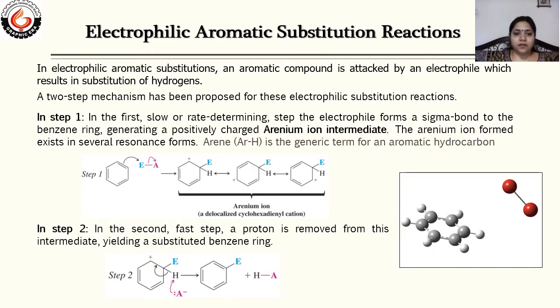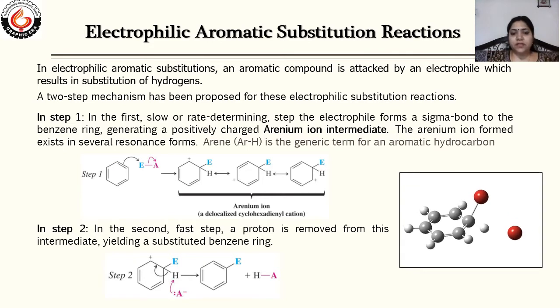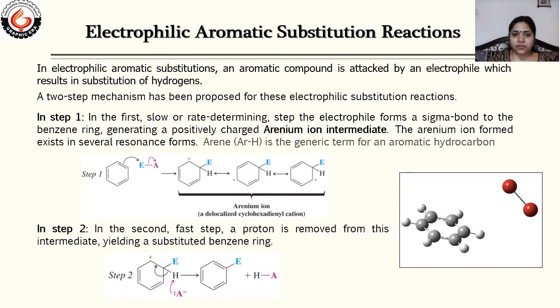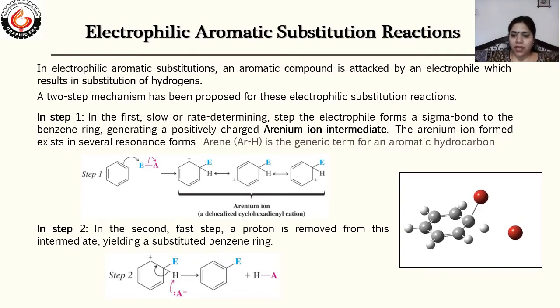Here in the first step you can see that these three structures are for the arenium ion intermediate, and due to the resonance, the arenium ion can be formed in three different structures. So all three structures are resonating structures. So the arenium ion formed exists in three different resonance forms. Arenium, that means Ar, is a generic name for the aromatic. We use generally Ar for the aromatic system.